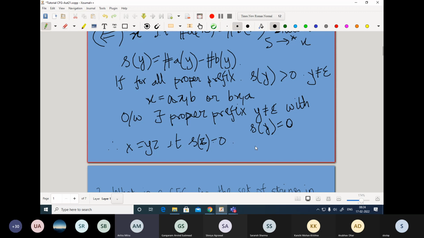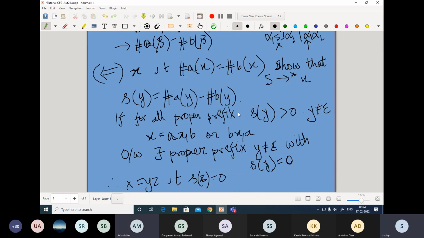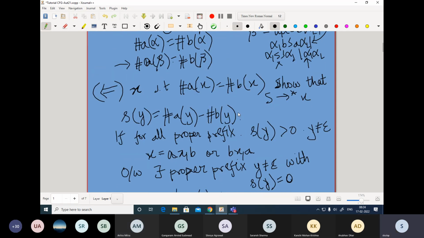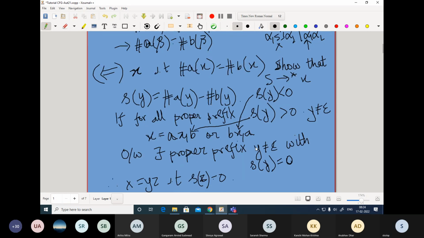Ma'am, this can be Sy less than 0 in the first case as well, right? Sy strictly less than 0 for all of the prefixes. Yes, ma'am. Yeah, sure. It could be Sy less than 0. There will be another case with Sy strictly less than 0. Like the greater than 0 will go to ax1b and the less than 0 will go to bx1a. Right. So basically, I think I should say Sy is not equal to 0. Anyway, this is the structure that you're going to get.